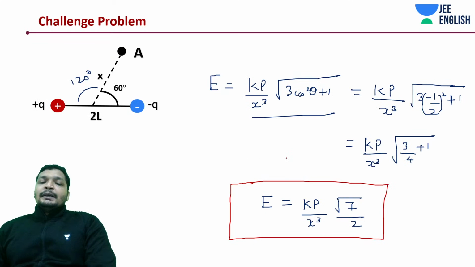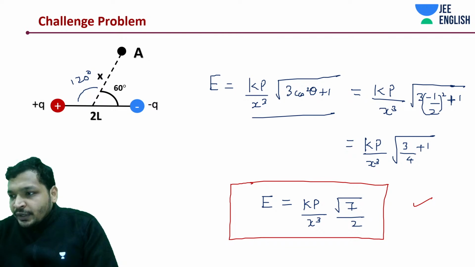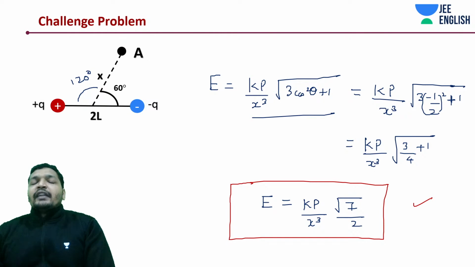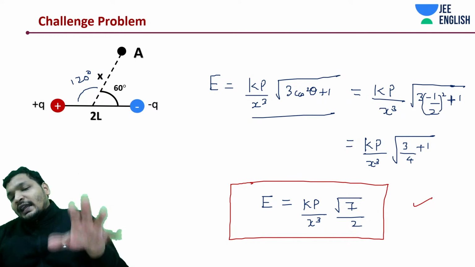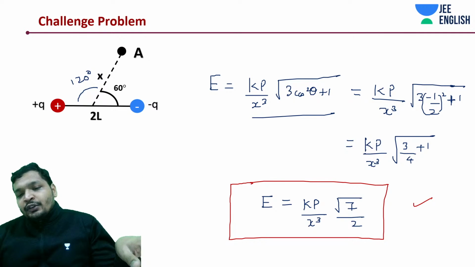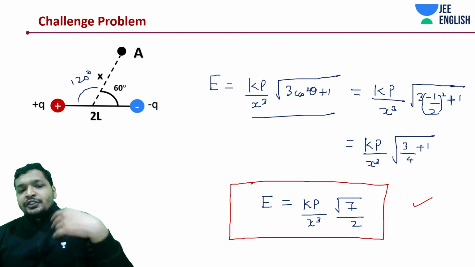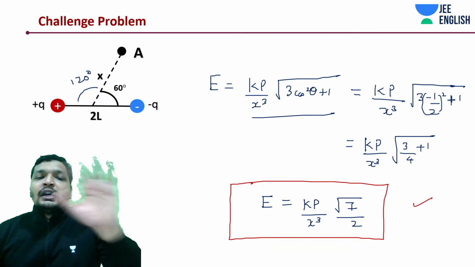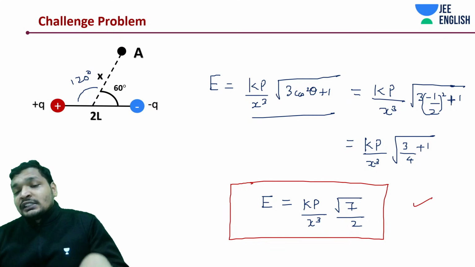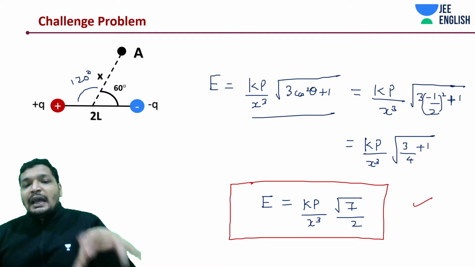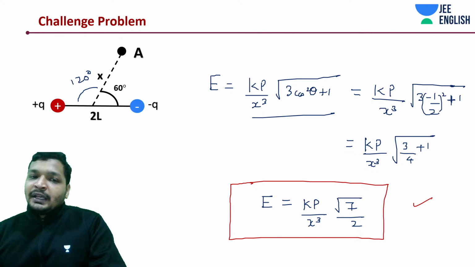Okay, pretty easy. So two components, always resolve them into two components and work around them. Whenever it's given on an axis point, remember it. For an equatorial point, the field should be in the opposite direction of the dipole moment. On the axis point, it should be in the direction of the dipole moment. And when you resolve it, move according to x cap and y cap.